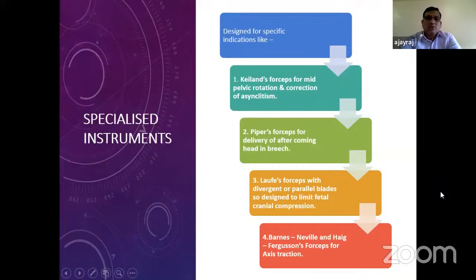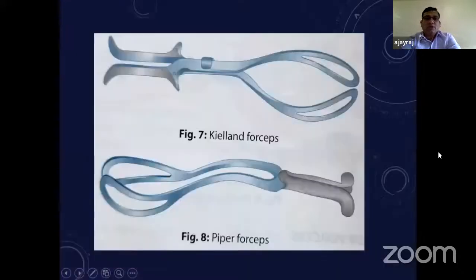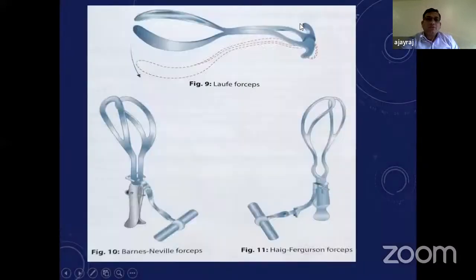Barnes, Neville and Haig Ferguson's forceps for axis traction. There are some images of Kielland forceps, Piper forceps, Luikart's forceps. Barnes, Neville and Haig Ferguson have an axis traction device here.